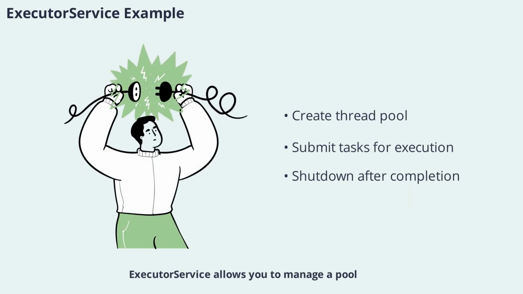Executor service allows you to manage a pool of threads and submit tasks for execution. For example, you can create a fixed thread pool and submit tasks like calculating factorials. The executor manages thread lifecycle, ensuring efficient resource use. After submitting tasks, you can shut down the executor and wait for completion. This approach streamlines concurrent task execution.